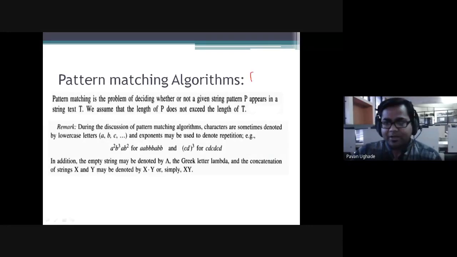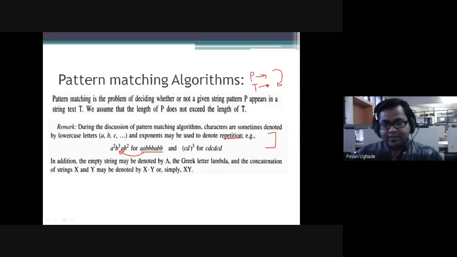See, P is the pattern that we are looking for, and T is the text that we are looking into. So we are searching the pattern P in text T. That is the basic concept. During this discussion of pattern matching algorithms, characters are sometimes denoted by lowercase letters. I'll give the notations also. Exponents may be used to denote repetition. Let us assume we have an example, AA, BBB, ABB. This can be represented like this in pattern matching.